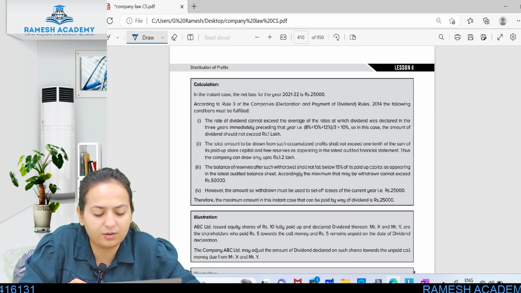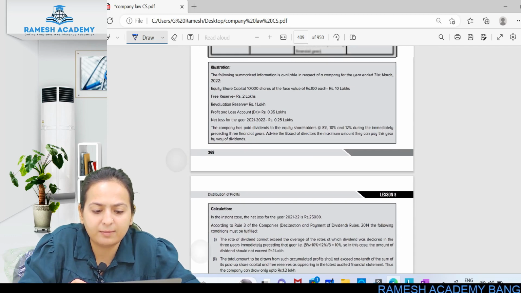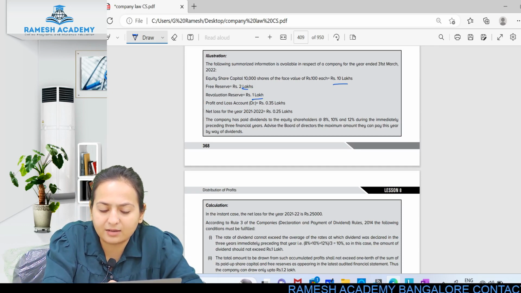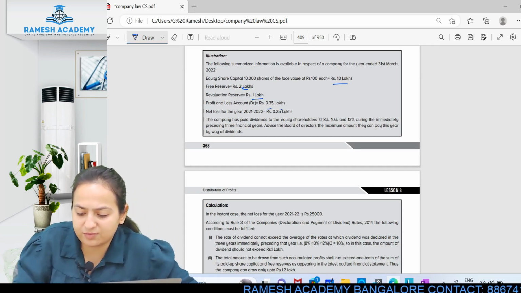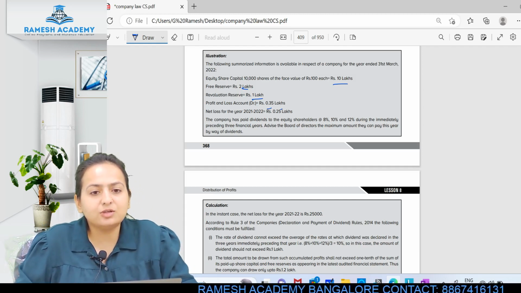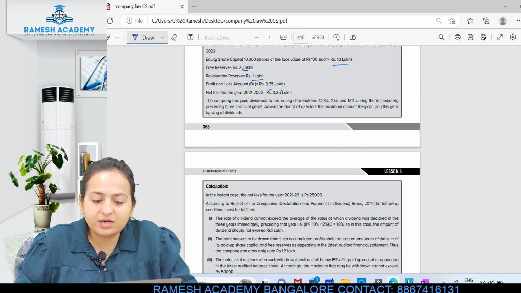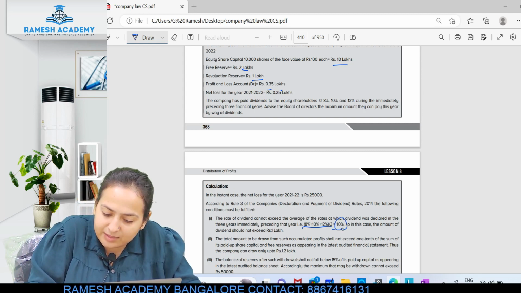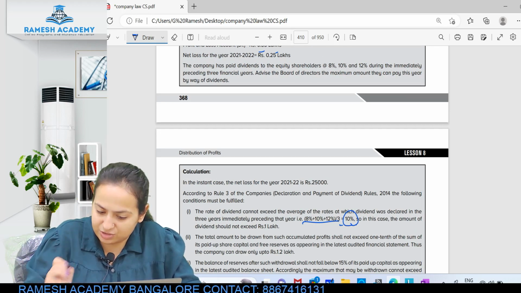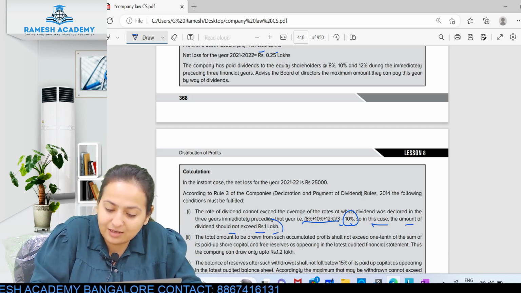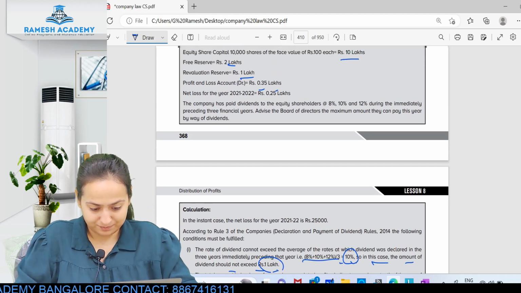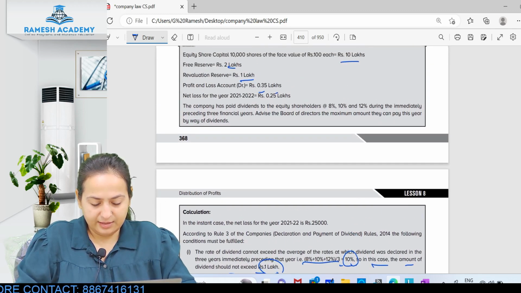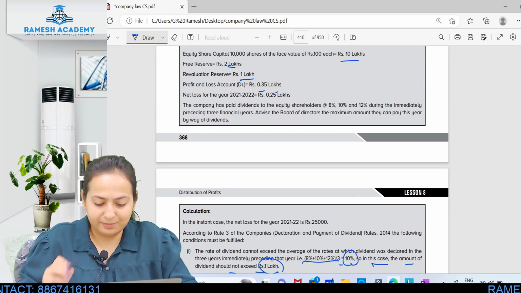Next comes this illustration whereby equity share capital has come to 10 lakh, free reserve 2 lakh, revaluation 1, and 0.35 is the profit and loss, net loss is 0.25 lakhs. Company paid dividend of 8%, 10%, 12%. So first of all, maximum dividend will be 10% in this case, divided by 3 average. So in this case, the amount of the dividend should not exceed what? 1 lakh rupees. Yes. Means 10 lakh into 10%.